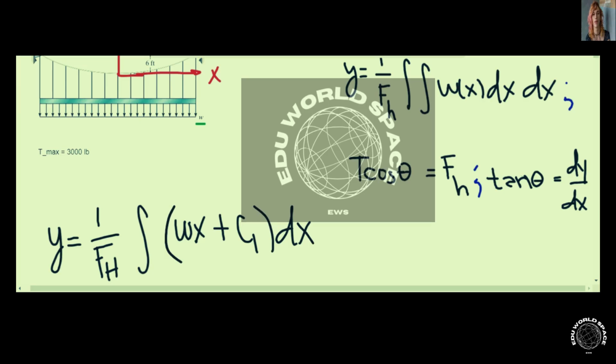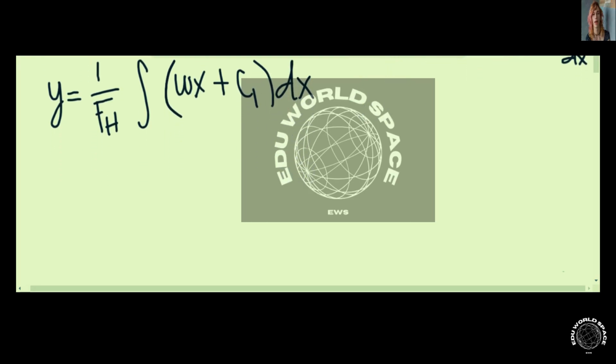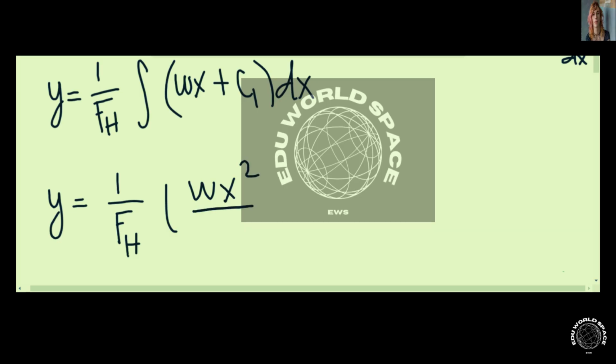The reason we have c1, which is a constant, is because we aren't evaluating any of these integrals with numerical values, so we need these constant variables. Now if we take the second integral, our equation for the curve becomes 1 over F sub h times w times x squared over 2 plus c1 x plus c2.